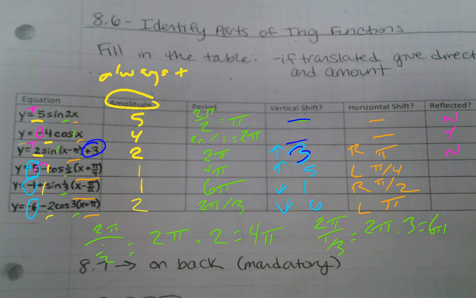I have a negative cosine. So it is reflected. I have a positive sine. So it's not reflected. And I have a negative cosine. So it is reflected. So notice, if you look at my lovely marked up first part of the table, each thing is only being used once. So you should only be using each part of your equation one time. You don't use the amplitude and then use that same number somewhere else.